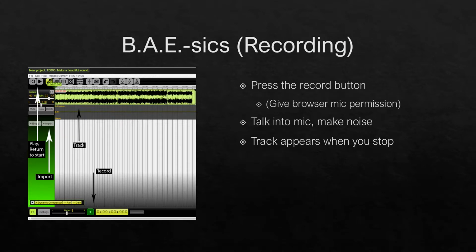If you have BAE open, go ahead and press the record button. If it hasn't already, your browser will ask permission to record audio through your microphone. Give it permission to do so. Talk into your mic as BAE is recording. Make some noise. Try saying something like, "Hello, I'm learning how to record and edit audio." When you stop the recording by pressing space or pressing the stop button, the waveform for your track appears.